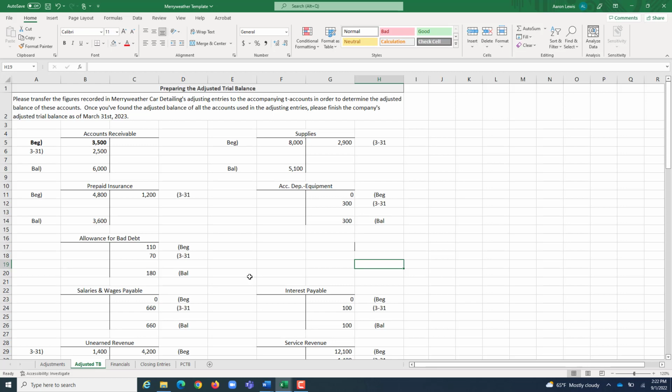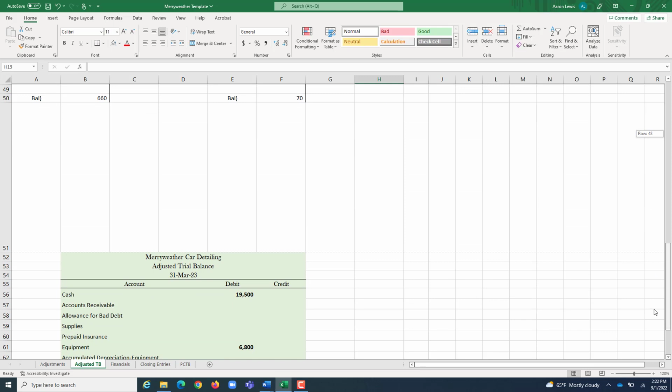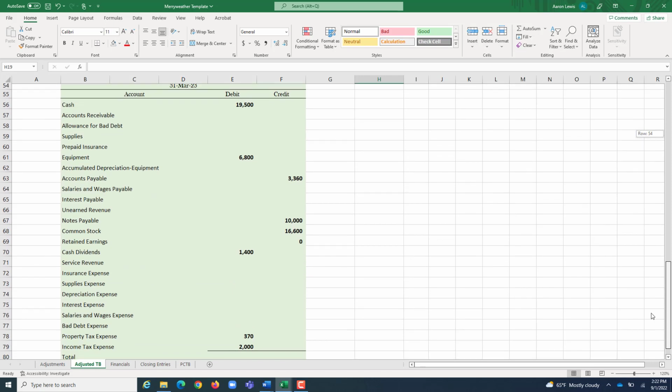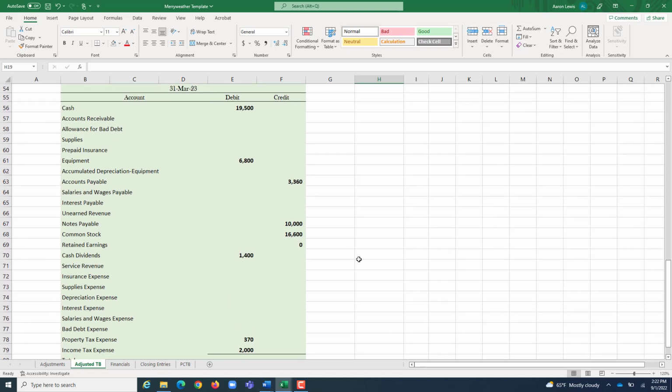Now that we've computed the adjusted balance of all of the T accounts for the accounts that were affected by our adjusting entries, we're ready to make our adjusted trial balance down here. Some of these accounts that weren't affected during the period by our adjusting entries already have their balance stated. Obviously, they would have their own T accounts. I just did this for the sake of simplicity.